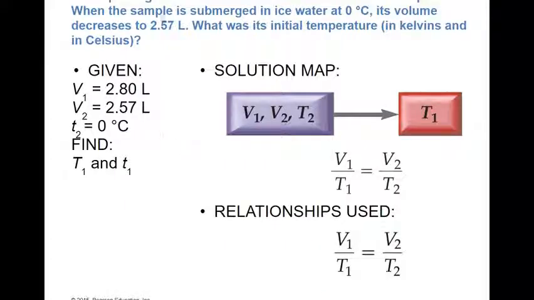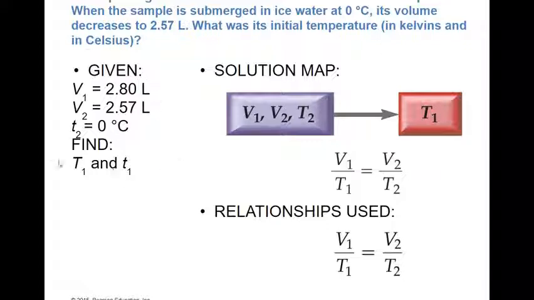So if we were given a sample of gas that takes up 2.8 liters of space at some unknown temperature, and it says that when the sample is submerged in an ice water bath and the temperature is 0 Celsius, its volume goes down to 2.57. What was the initial temperature in Kelvin and in Celsius?